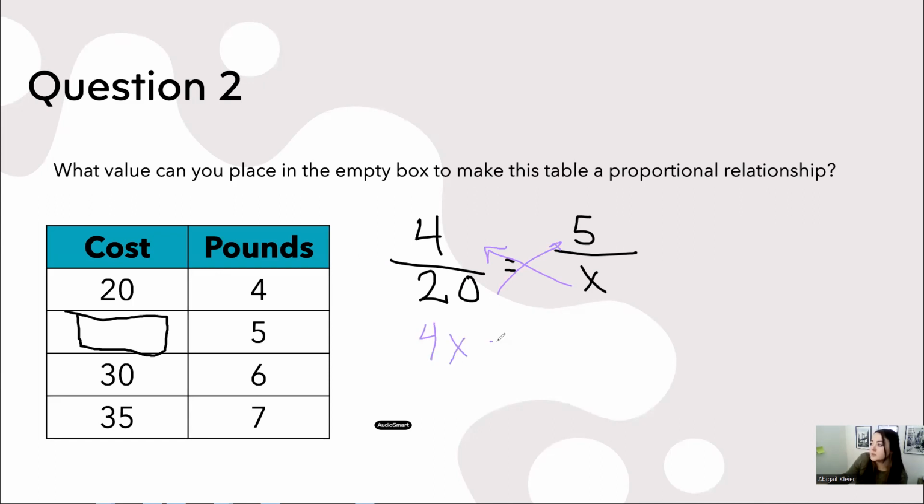So 4 times x is 4x. 20 times 5 is 100. Now I have a one-step equation. I can isolate my value by dividing by 4, and this leaves me with x equals 100 divided by 4 is 25. So the unknown value in my box would be 25. So again, setting a proportion and solving for that missing value, I was able to find the unknown value in the table.